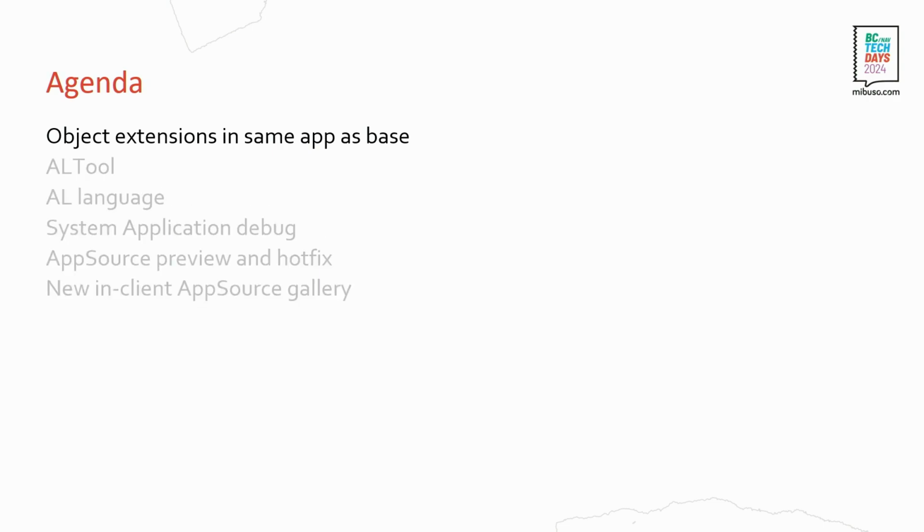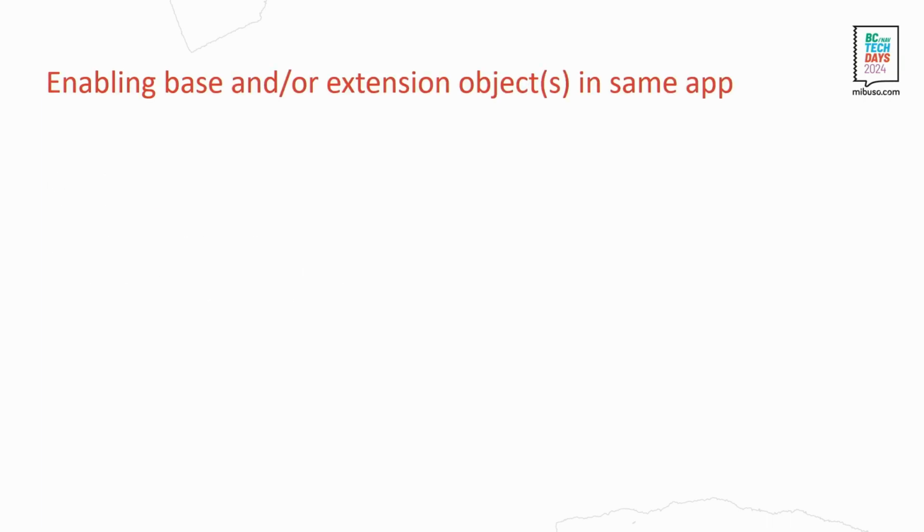Thank you, Peter. So let's talk about having object extensions in the same app as the base. What is this all about? It's quite simple. It allows you to put extensions, one or more, in the same app as the base object. You can have, for instance, a couple of table extensions in the same app as the table they are extending. You can also just have a number of extensions in the same app and then extend something in another app.